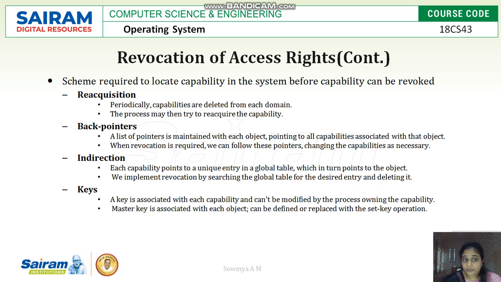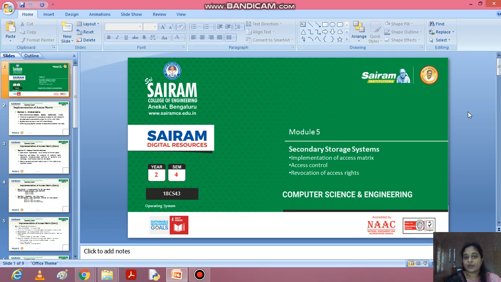What happens here is, based on these methods, like periodically checking and deleting from the capability list, or with back-pointers, an object is given a pointer which tells you when to act. Or by indirectly monitoring the capability and taking back or revoking the permission, or by changing the key for access to those objects, you can revoke these access permissions. I hope you understood these topics.